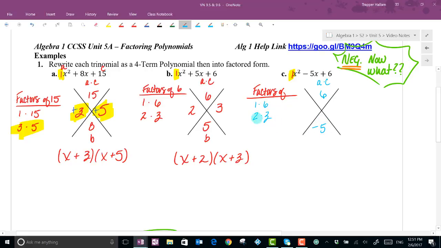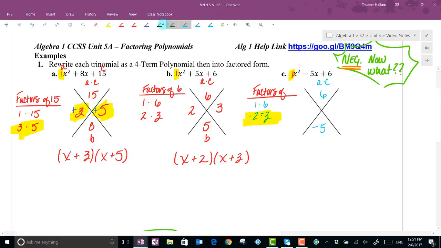Well, 2 and 3 will add to make positive 5, but not negative 5. We could, however, do -2 and -3. And if we chose -2 and -3, so let's highlight them because I think that those are going to work. If we highlight those, -2 times -3 will make a +6. And if we add them together, two negatives will become more negative and make a -5.